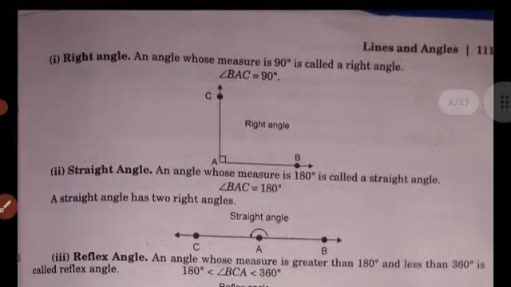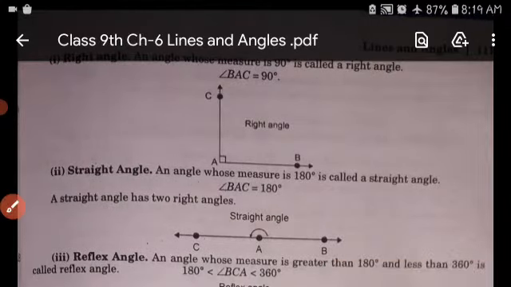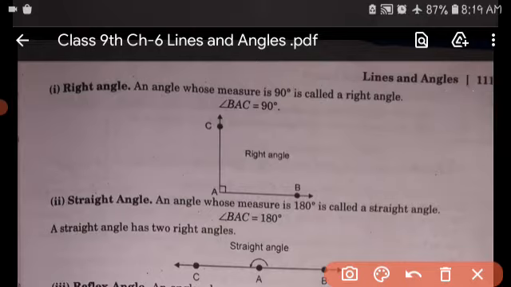There are some angles here. First, right angle. An angle whose measure is 90 degrees is called a right angle. Straight angle. An angle whose measure is 180 degrees is called a straight angle.